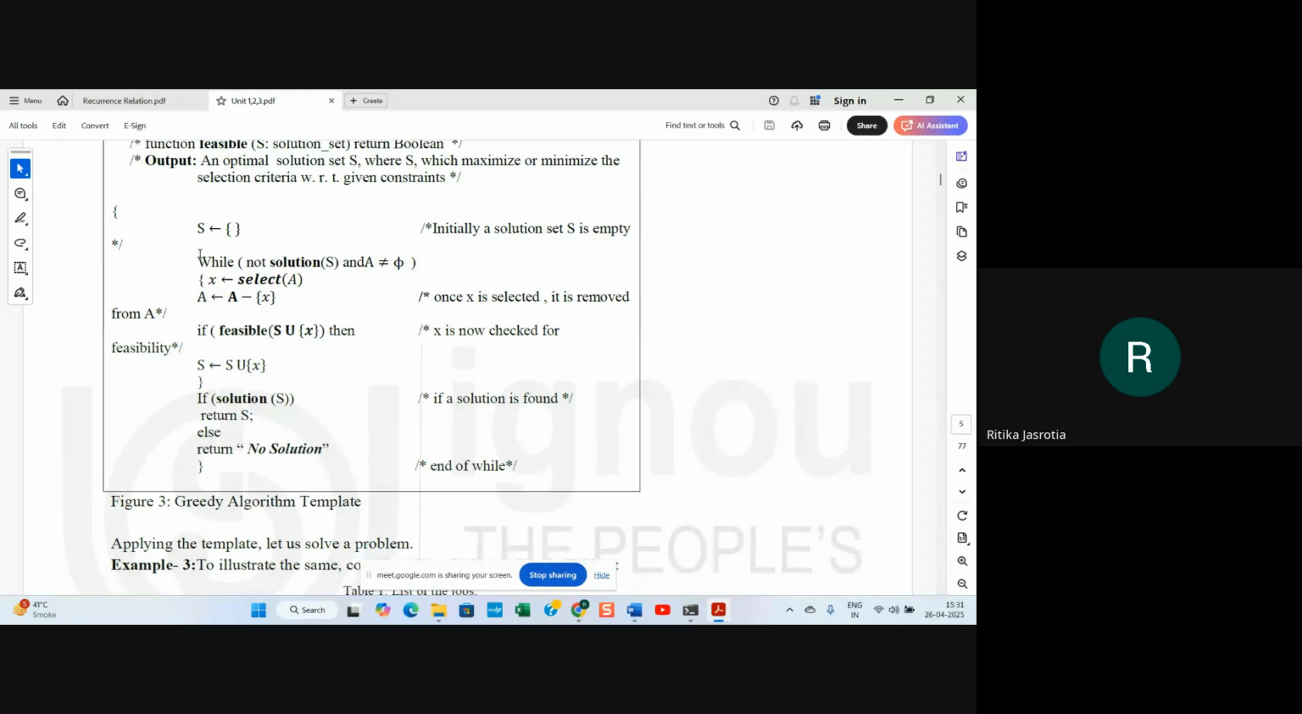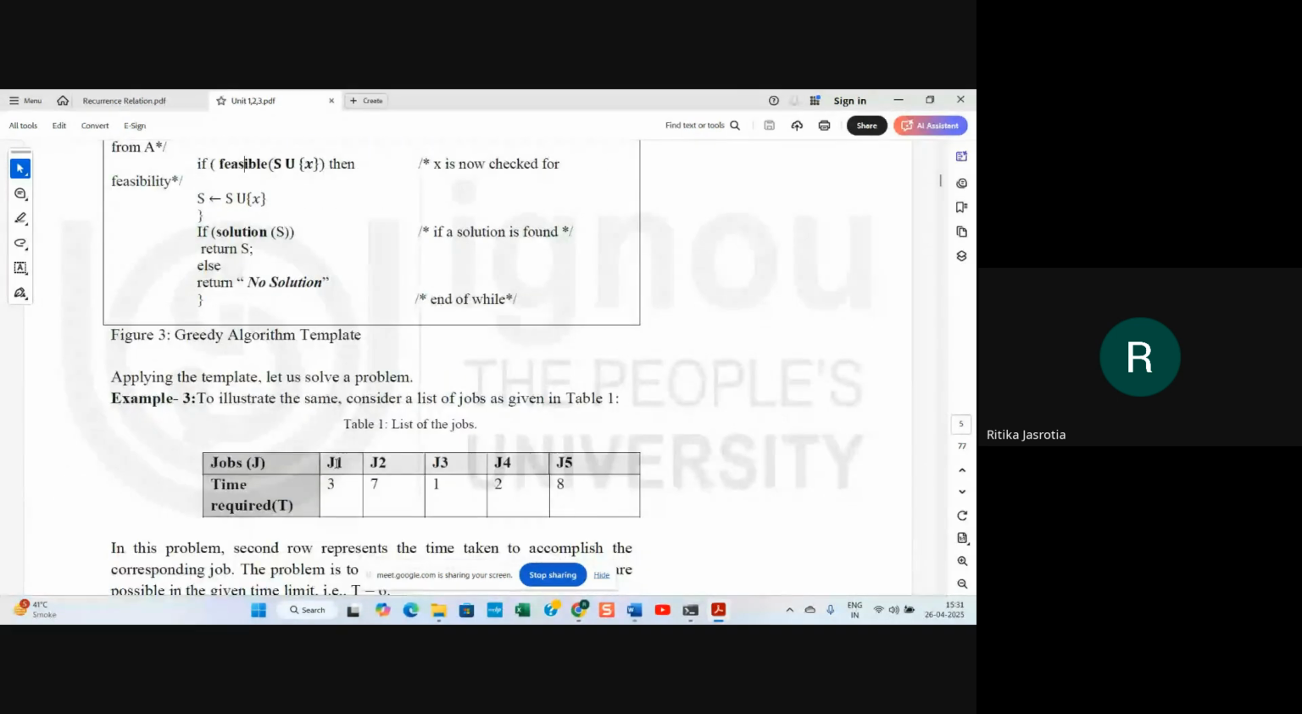Now after the completion of the loop, all the items have been seen and the solution set has been obtained. Now if solution S, return S. If your solution has been found, then you will return the solution set, otherwise you will say no solution. Just a simple template they have created.